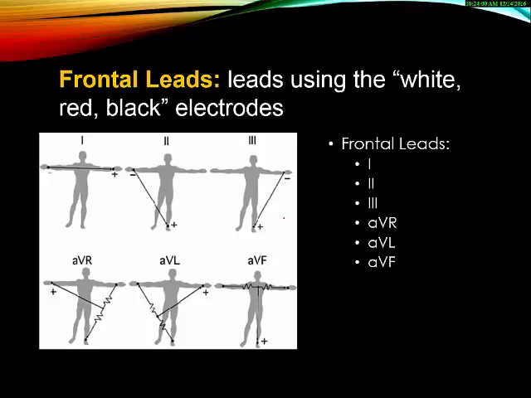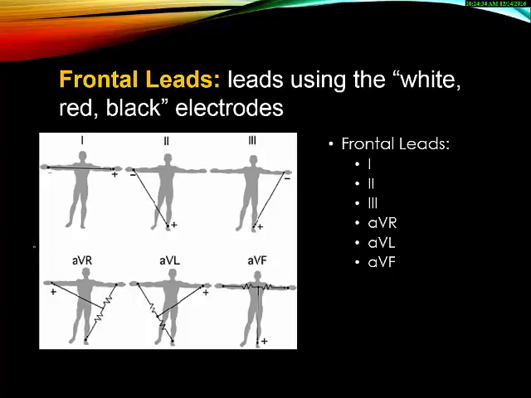There are 12 leads that we're going to go over. The frontal leads, these are the red, black, and white electrodes, you know, smoke over fire and all that. This is what the leads look like. Remember, these are just views of the heart. Lead 1 has the positive electrode on the left arm and the negative electrode on the right arm. Lead 2 has a negative electrode on the right arm and the positive electrode on the left foot. And then lead 3 is basically the opposite, or just about the opposite of lead 2, with the negative electrode on the left arm and the positive electrode on the foot.